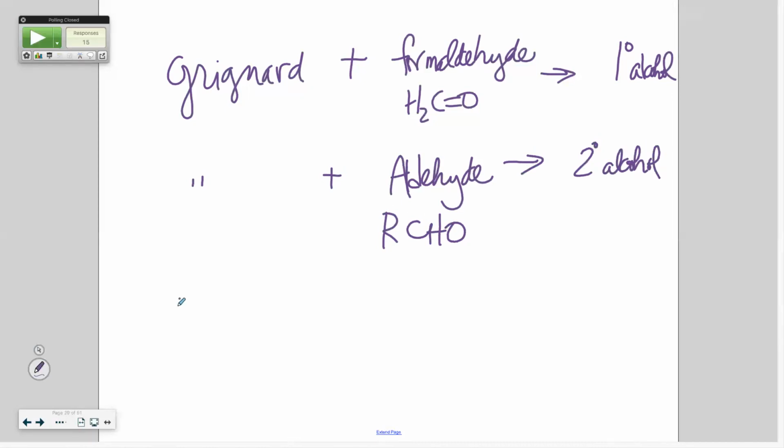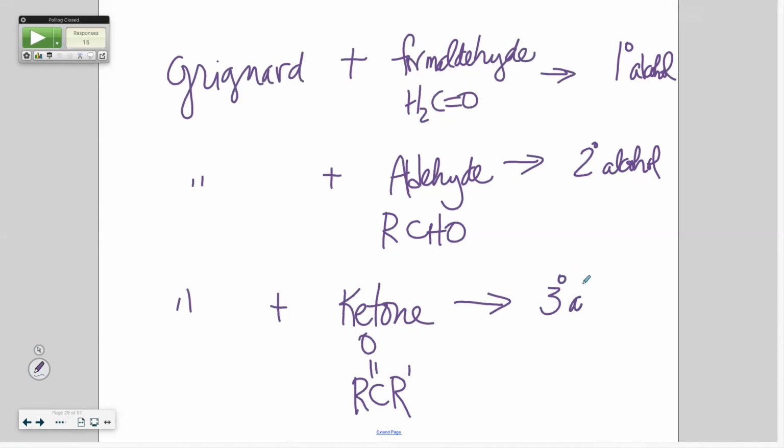If you have a Grignard and you add a ketone, that would be R carbonyl R prime. They don't have to be the same. You could have a methyl and an ethyl, okay? But you would always get a tertiary alcohol.